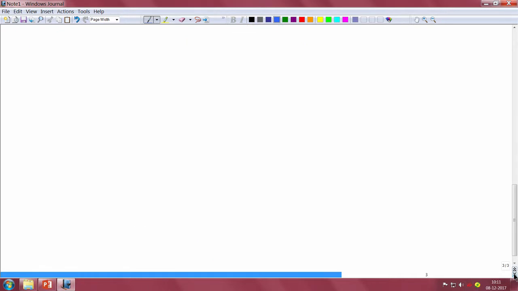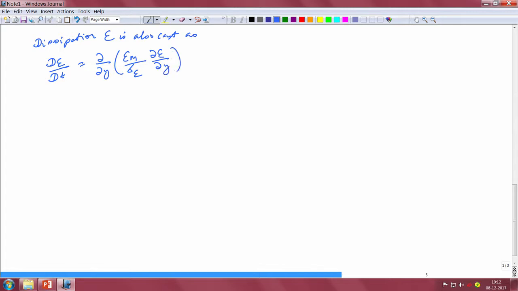So, let us write an equation for the dissipation also. So, dissipation epsilon is also cast as... so, you see a lot of constants which are kind of floating around.